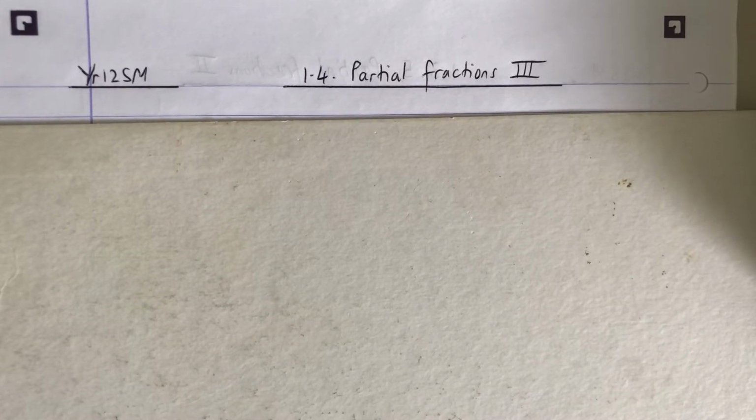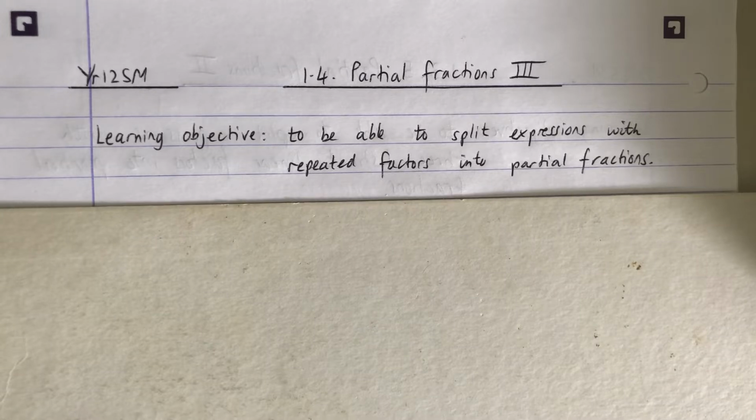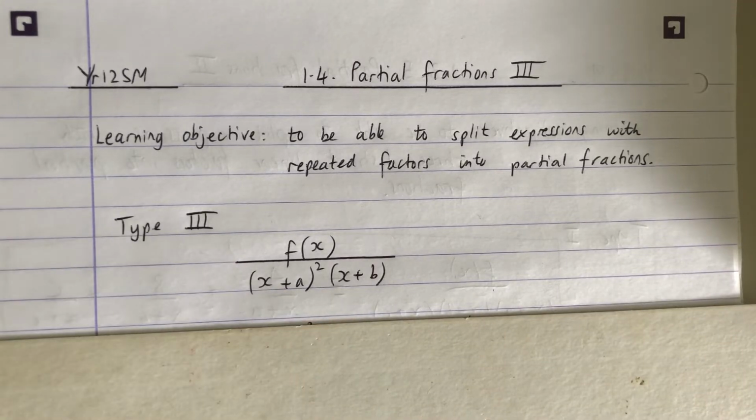We're just going to continue with Chapter 1 from the Year 2 book, 1.4 Partial Fractions Part 3. Now we've done two previous types. Today's type is a little bit different and we need to be able to split expressions with repeated factors into partial fractions. Now what I mean by repeated factors is something which looks like this. So you've got some numerator over one of the factors in the denominator is squared, so it's been repeated.